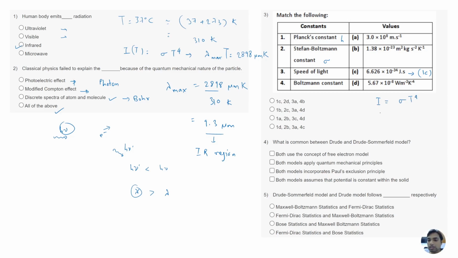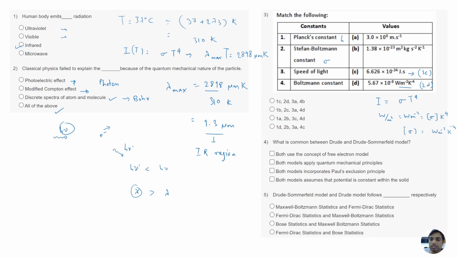This is in watt per meter square, or watt meter to the power minus 2, the dimension of sigma, and this is Kelvin to the power 4. So the dimension of sigma is watt per meter square per Kelvin to the power 4. So see, this unit matches with Stefan's constant. So this is your correct answer. So 2 will be D.